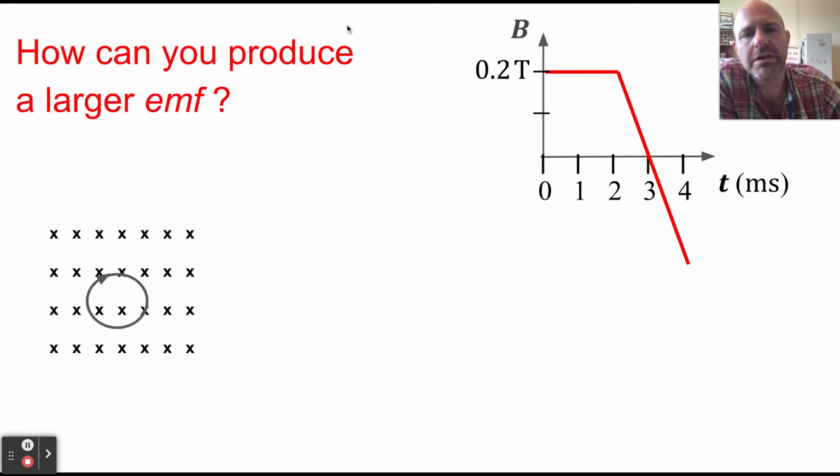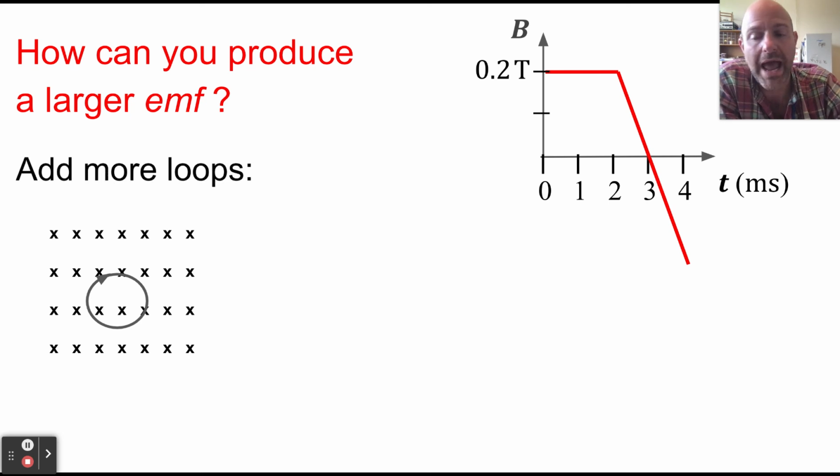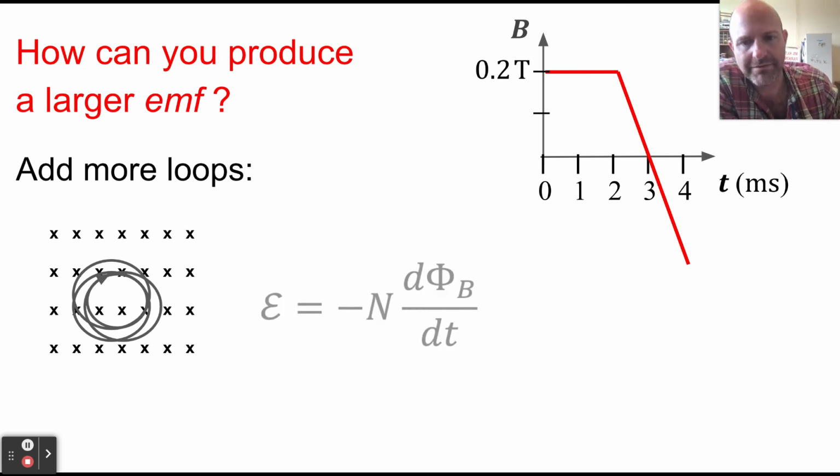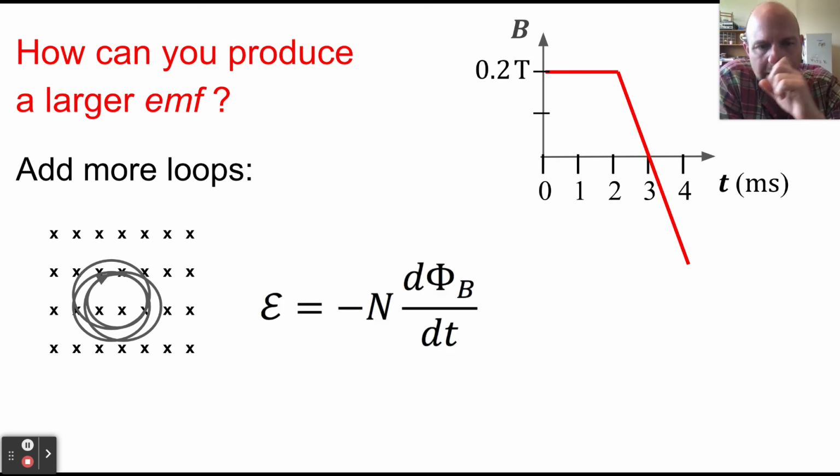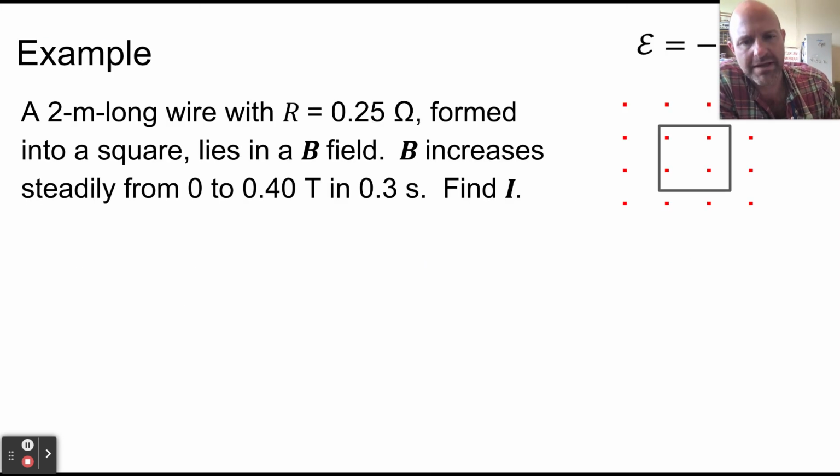So what are the ways you could produce a larger EMF? Well, you could add more loops, right? If you had a bunch of loops, then each loop would experience this same EMF. And so we add an N for the number of loops. The more loops you have, the bigger the effect of the EMF.